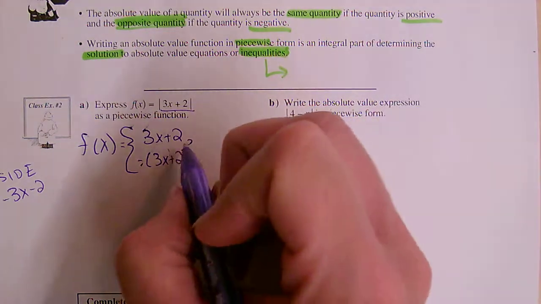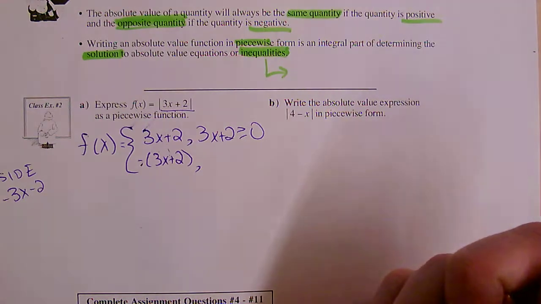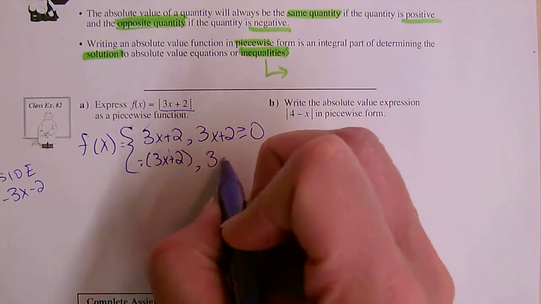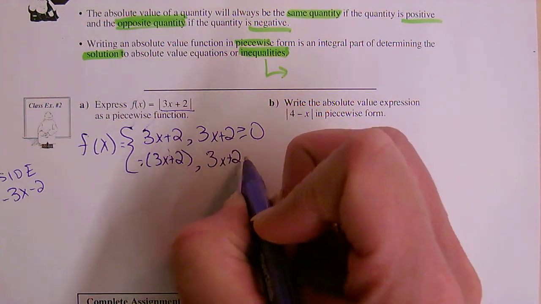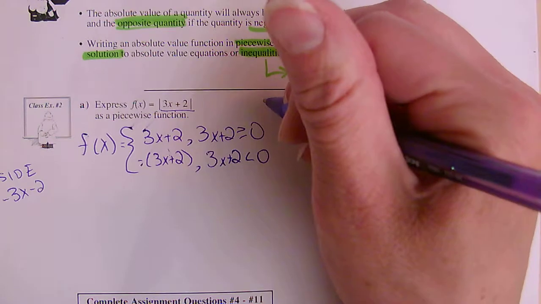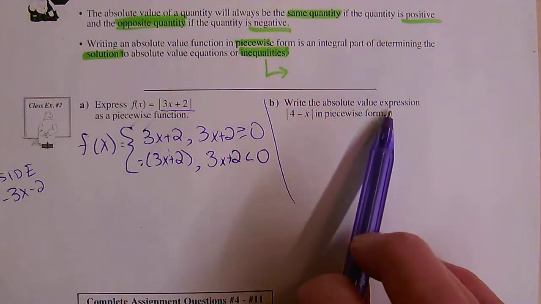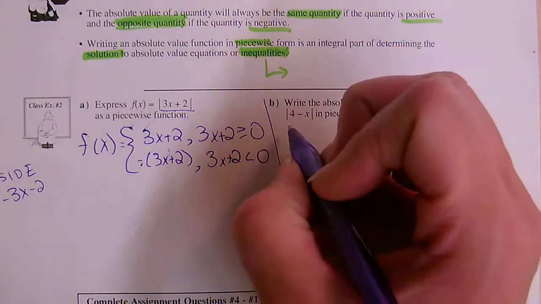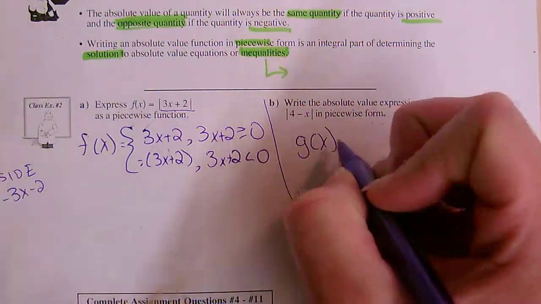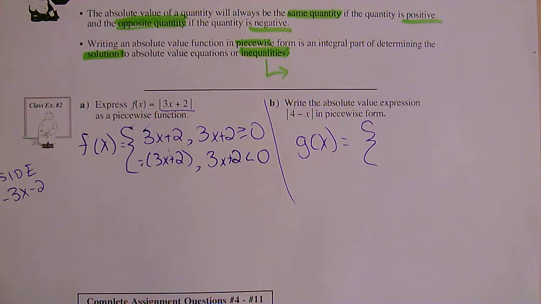Then you just take this whole thing: 3x plus 2 greater than or equal to 0, and 3x plus 2 less than or equal to 0. I'm going to give you a few minutes to try this one. The absolute value expression is the same idea, so let's just call this g of x, and see what you get there.